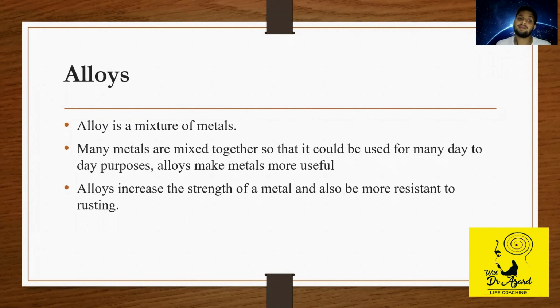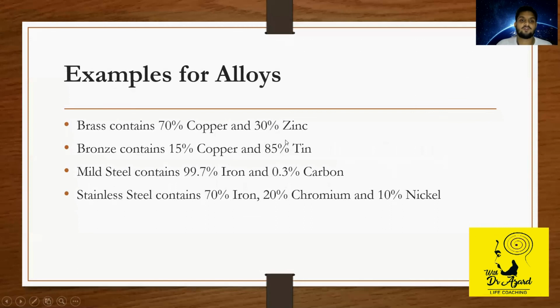So when these alloys are formed, the physical properties change. For example, the strength definitely increases, and also the resistance to rusting increases. That is the main reason why we use these, and we will look at certain examples of alloys. Certain examples are, for example, brass. You know there are certain very ornamental things made out of brass.